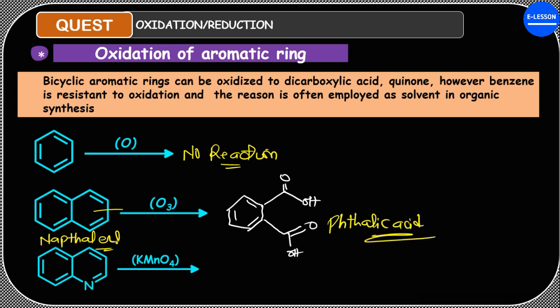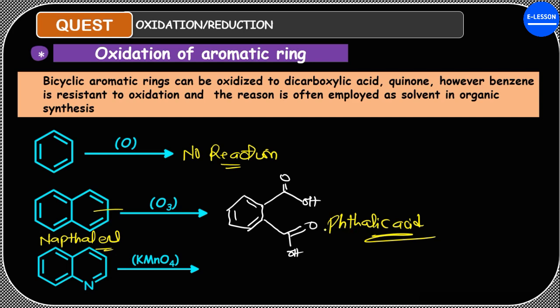So whenever this is bicyclic, it means it has two cyclic structures. This is cyclic structure 1, this is cyclic structure 2. When they combine together, you call them bicyclic. React with ozone. You know ozone is an oxidizing agent through ozonolysis. It breaks the ring and then it gives the acid of it, which in this case is phthalic acid.